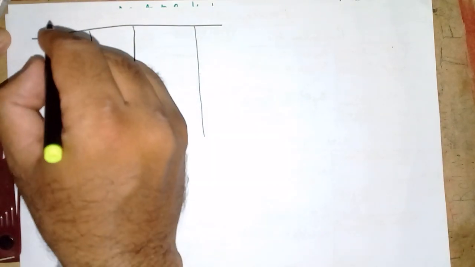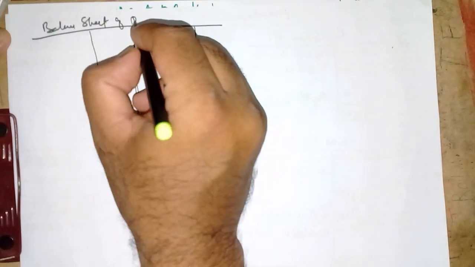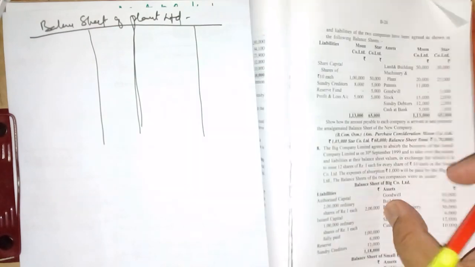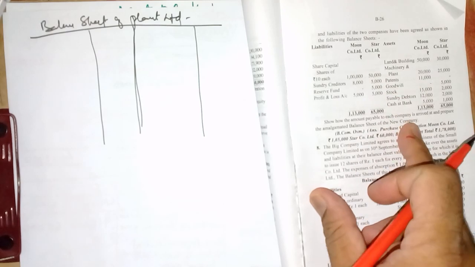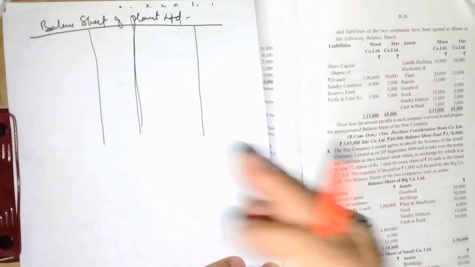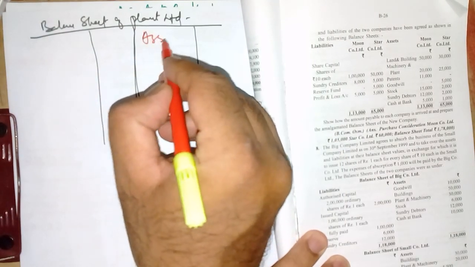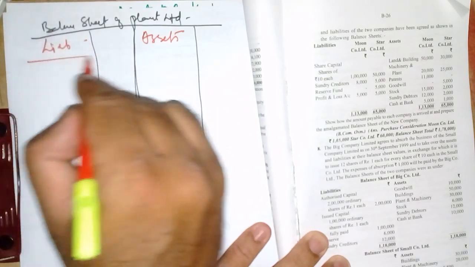So this is the balance sheet of Planet Limited. Now how to prepare the Planet Limited balance sheet, that we will understand. First we need to write all the assets. Here these assets should be written individually as I told you, but I am writing collectively to minimize the time. So the assets, all the assets and liabilities.